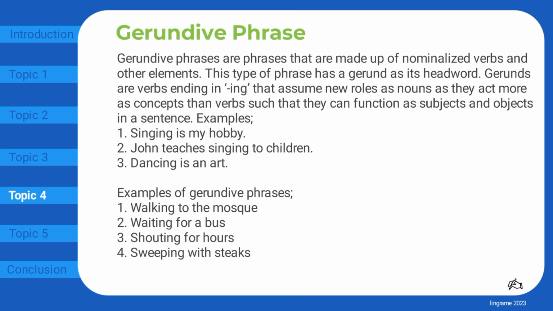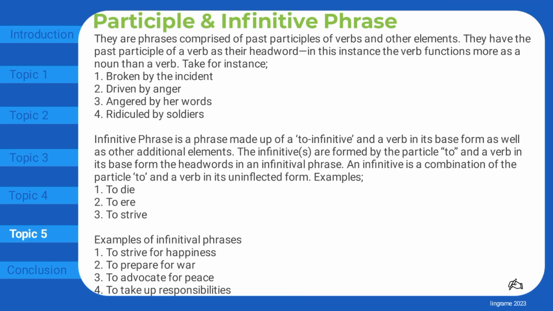Examples: singing is my hobby. John teaches singing to children. Dancing is an art. Examples of gerundive phrases: walking to the mosque, waiting for a bus, shouting for hours, sweeping with stakes. Participle phrase. They are phrases comprised of past participles of verbs and other elements.